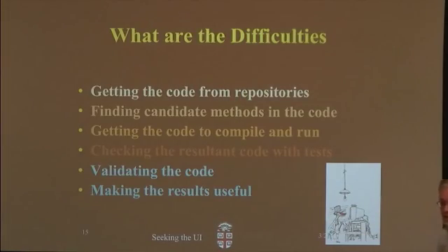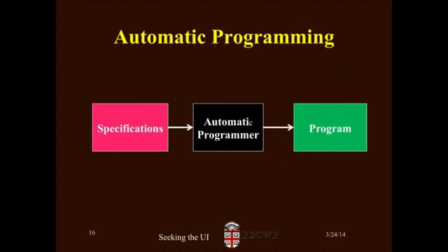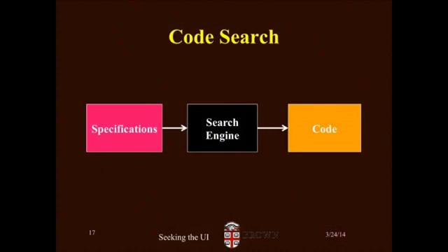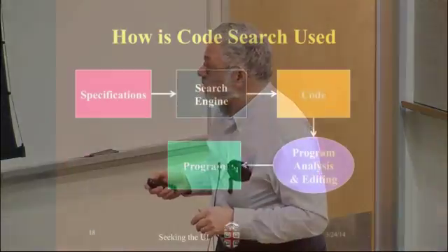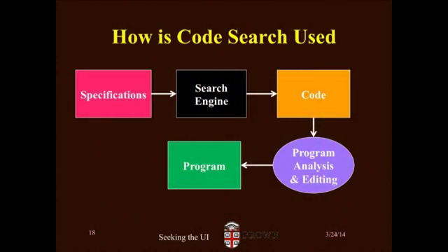Now this is a lot like what we want to do to make user interface search work. Basically the same thing. What we're trying to do here is take some set of specifications, whether they're test cases or a user interface sketch, and essentially generate a program from that using a black box automatic programmer. In code search, you're doing something similar. You're taking specifications, which happen to be keywords usually, going into a black box search engine, and getting code back. Actually, you get that code back, and then you do a lot of program analysis on your own and program editing, try making it do what you want, figure out which code might work the way you want it to, and eventually you get a program.